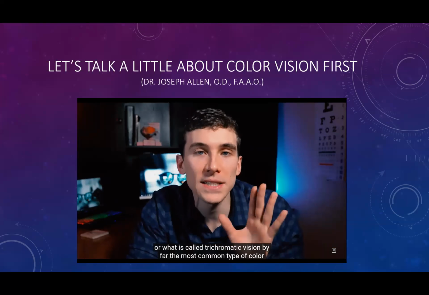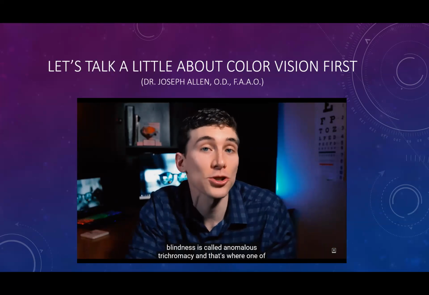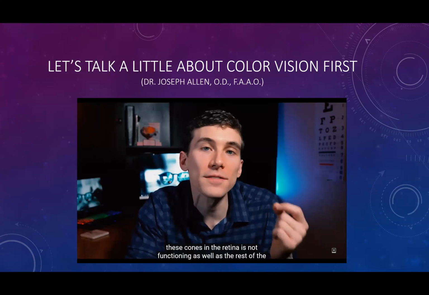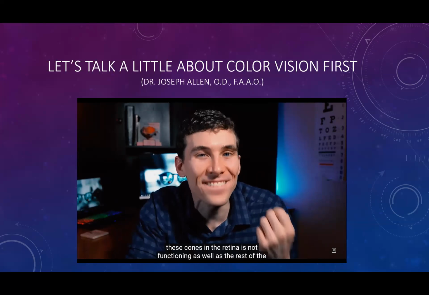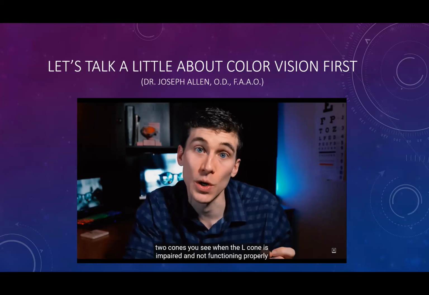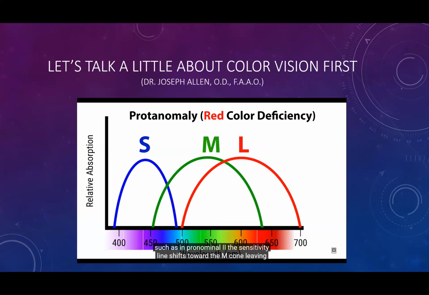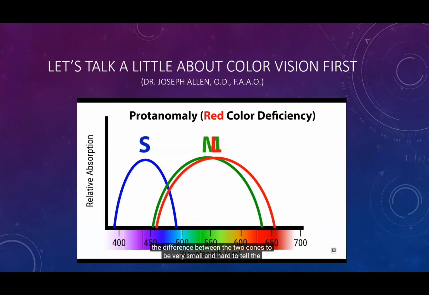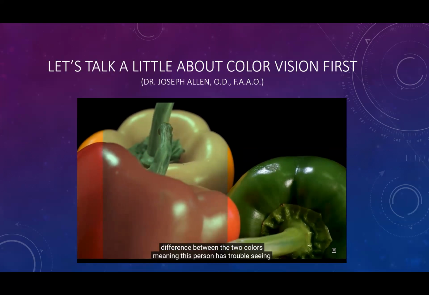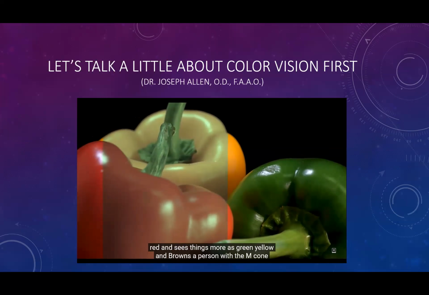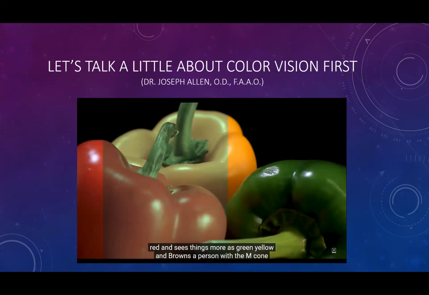By far the most common type of color blindness is called anomalous trichromacy, and that's where one of these cones in the retina is not functioning as well as the rest of the two cones. You see, when the L cone is impaired and not functioning properly, such as in protanomaly, the sensitivity line shifts toward the M cone, leaving the difference between the two cones to be very small and hard to tell the difference between the two colors. Meaning this person has trouble seeing red and sees things more as green, yellow, and browns.